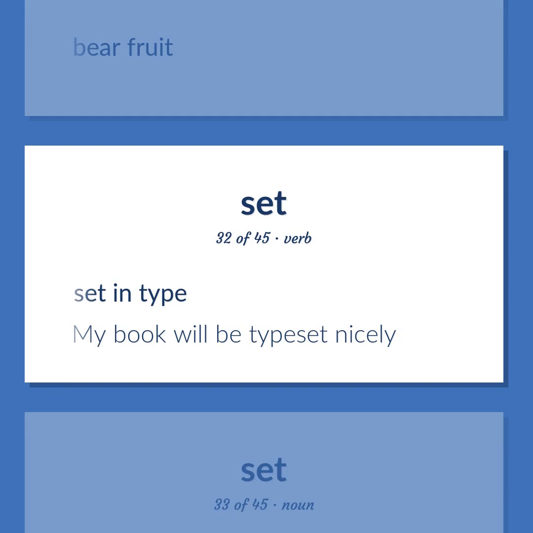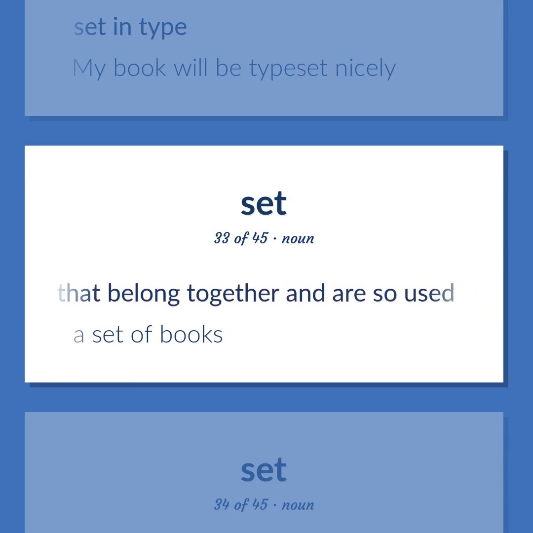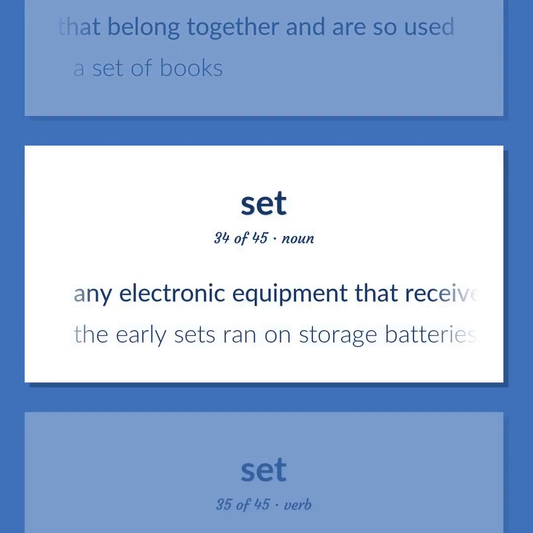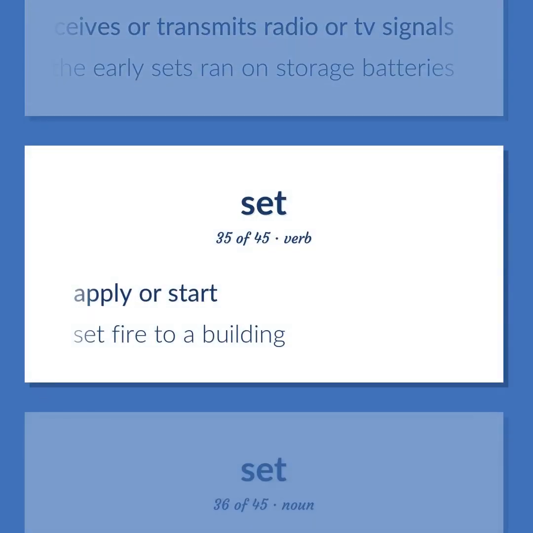Set in type. My book will be typeset nicely. A group of things of the same kind that belong together and are so used. A set of books. Any electronic equipment that receives or transmits radio or TV signals. The early sets ran on storage batteries. Apply or start. Set fire to a building.